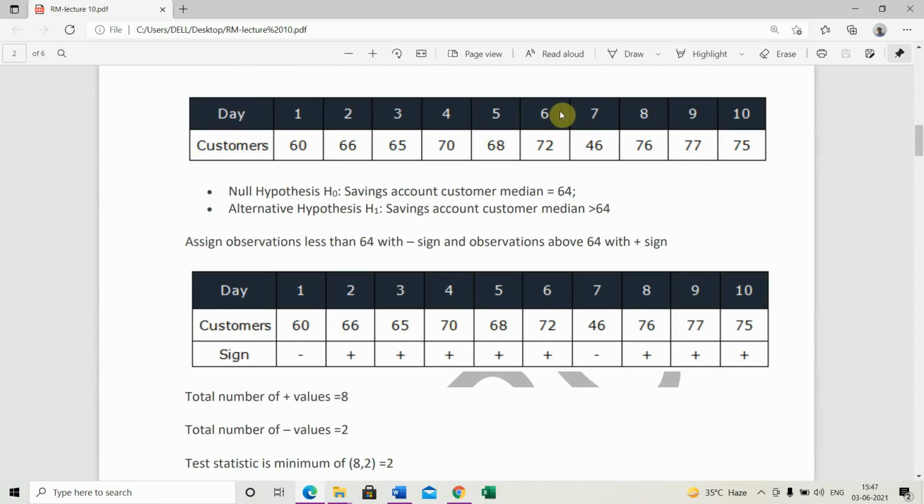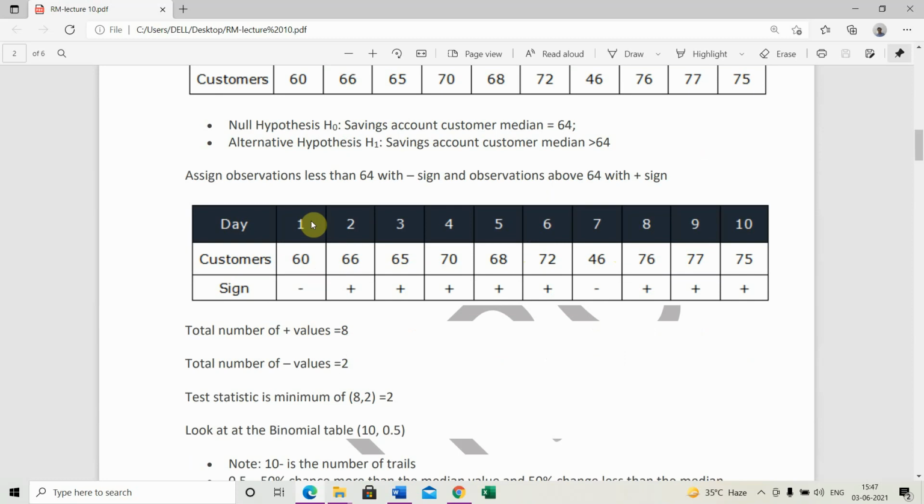Given day 1, 2, 3, 4 up to 10 and customers 60, 66, 65, 70, 68, 72, 46, 76, 77, 75. Null hypothesis H naught: savings account customer median equals 64. Alternative hypothesis H1: savings account customer median is greater than 64. Assign observations less than 64 with minus sign and observations above 64 with plus sign. We get for day 1, 60 customers, sign negative; for day 2, 66 customers, sign positive; for day 3, 65 customers, sign positive, and this way onward.